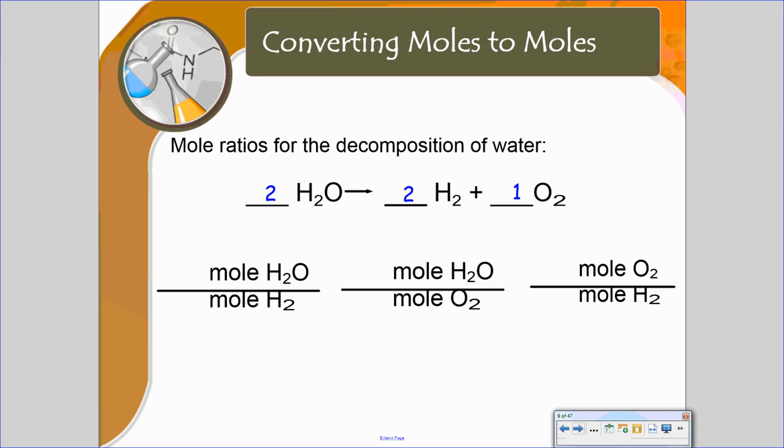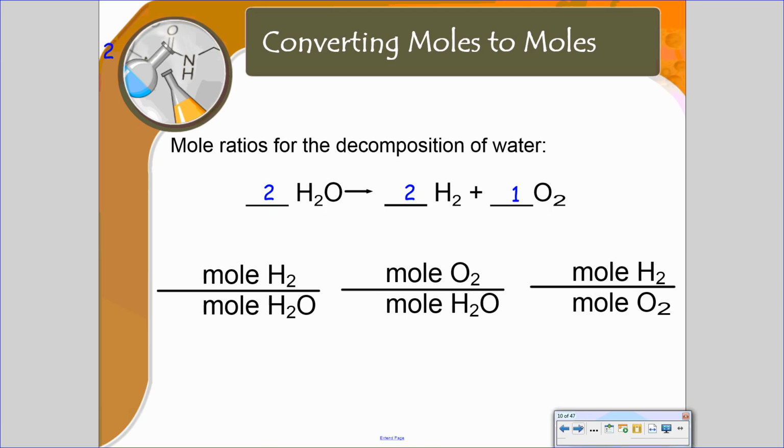Mole ratios for the decomposition of water. So here you have an equation. If you want the mole ratio between water and hydrogen, you go to water in the problem. What's the coefficient in front of water? It's 2, so you put a 2 there. What's the coefficient in front of hydrogen? 2. So that's the mole ratio between water and hydrogen. It's a 2-to-2 ratio. What's the mole ratio between water and oxygen? You go to water, there's a 2 in front of it. You go to oxygen, there's a 1. It's a 2-to-1 ratio. Between oxygen and hydrogen, you look at your balanced reaction for the coefficients. You get a 1 in front of oxygen, and a 2 in front of hydrogen.